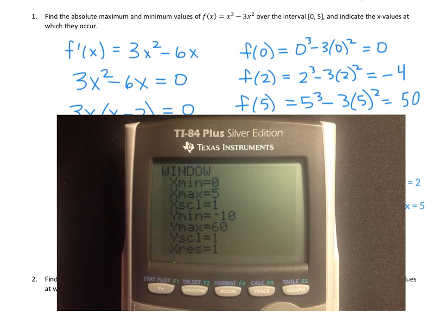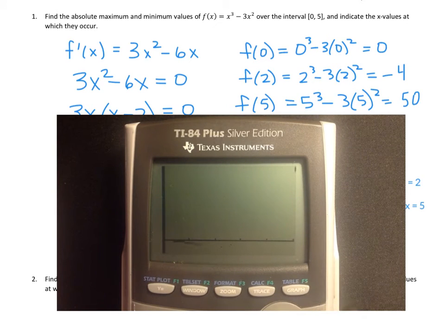Now since we're looking at the closed interval 0 to 5, I've changed my x-min to be 0 and my x-max to be 5 so that we're viewing the function on that closed interval. And for our y-max, I've set that at 60 because we found that our absolute maximum value was 50. So I chose 60 to be sure to capture that absolute maximum value. Now if I hit graph, there is our function on the closed interval 0 to 5.